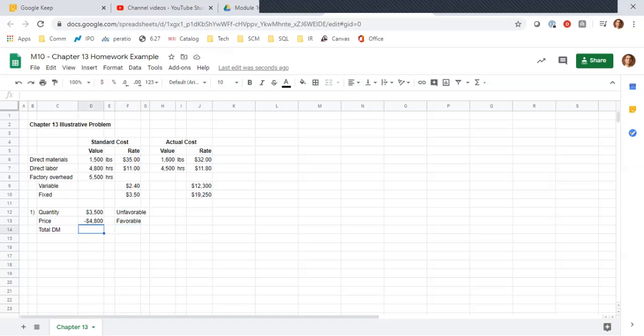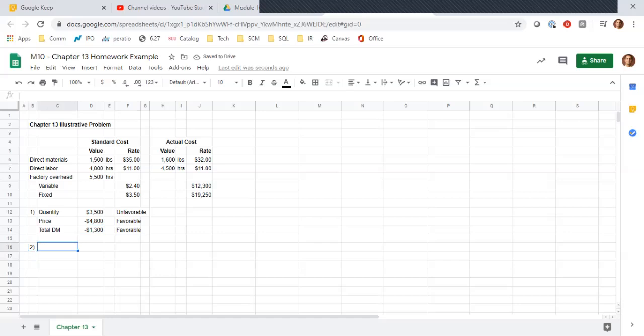Okay, and then our total materials variance is just the total of both of those, which is $1,300. And our favorable variance is 4,800, and our unfavorable variance is 3,500. So this is a $1,300 favorable variance. Even though it's negative, it's still a favorable variance.